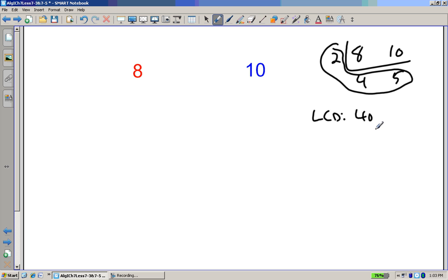So what can I do to get 40 here? Well, I'm going to multiply the 8 by 5 and multiply the 10 by 4. That gives me 40 and 40. But again, I want opposites, so let's make this one negative. So negative 40, positive 40.